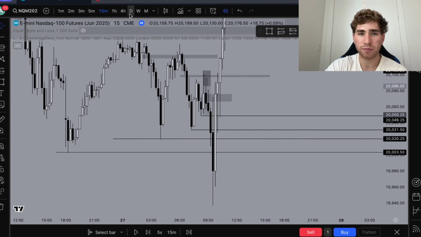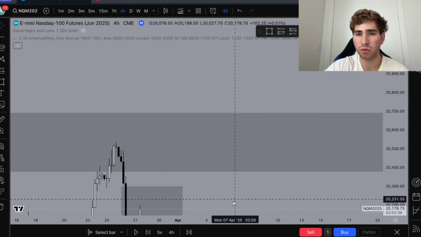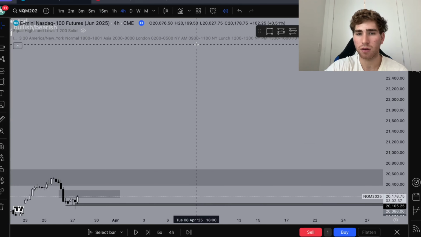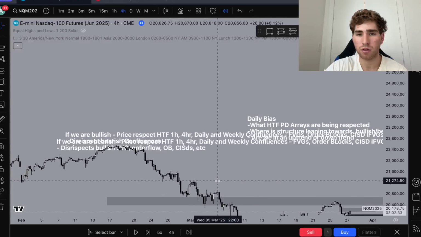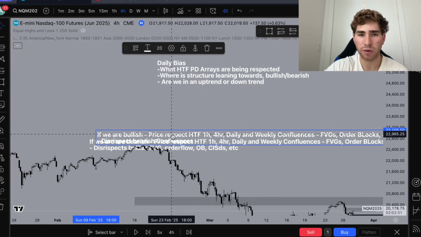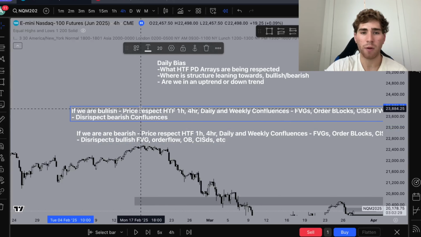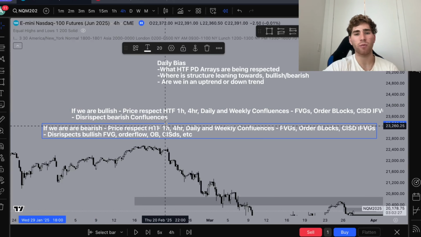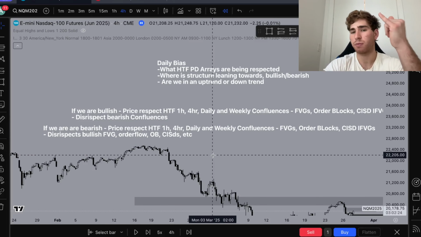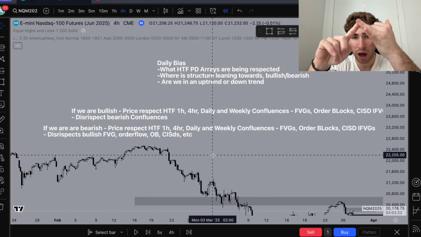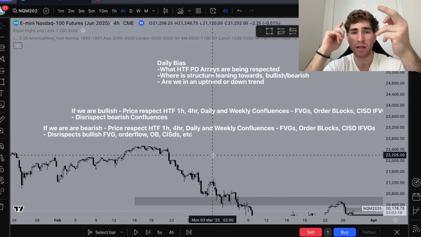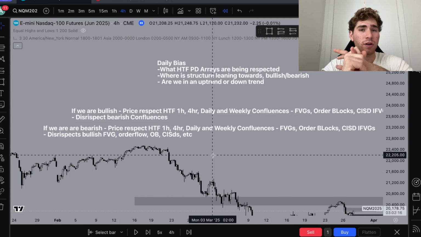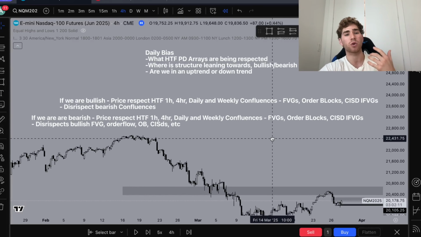Like I said earlier, to be bearish, you want to see, where is it? Oh, this is crazy. Why is it so big? If we are bearish, price respecting high time frame, 1 hour, 4 hour. What did we respect? We respected a weekly fair value gap and a 4 hour bearish fair value gap. You also want to see price disrespect bullish. What did we see? We saw price disrespect a 1 hour bullish fair value gap and a 15-minute bullish fair value gap, giving us more confirmation to go short, right?